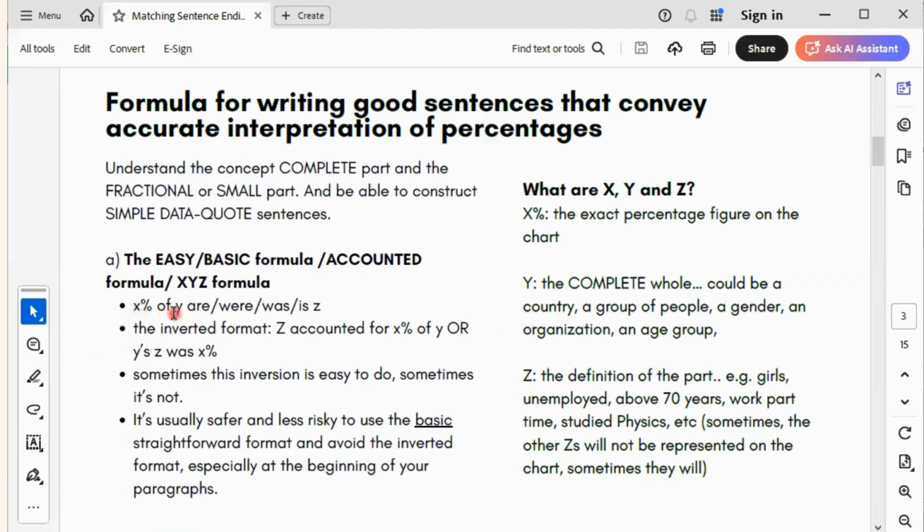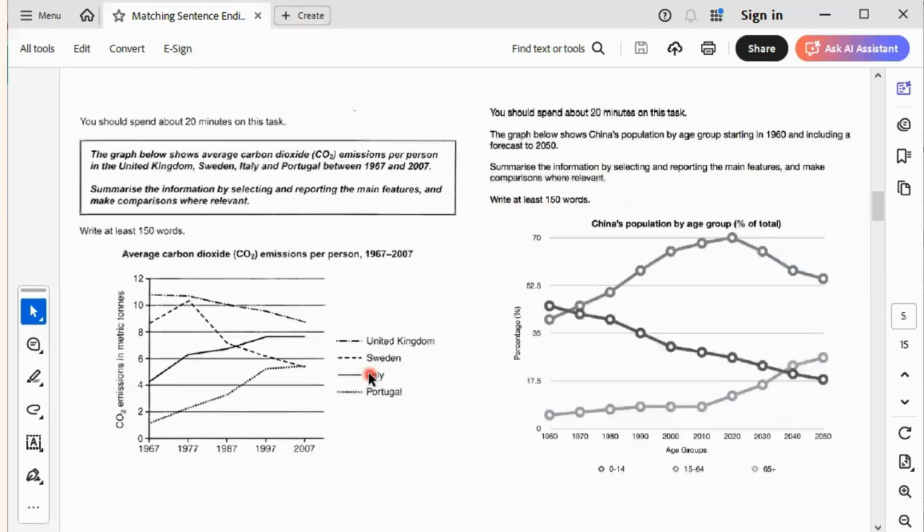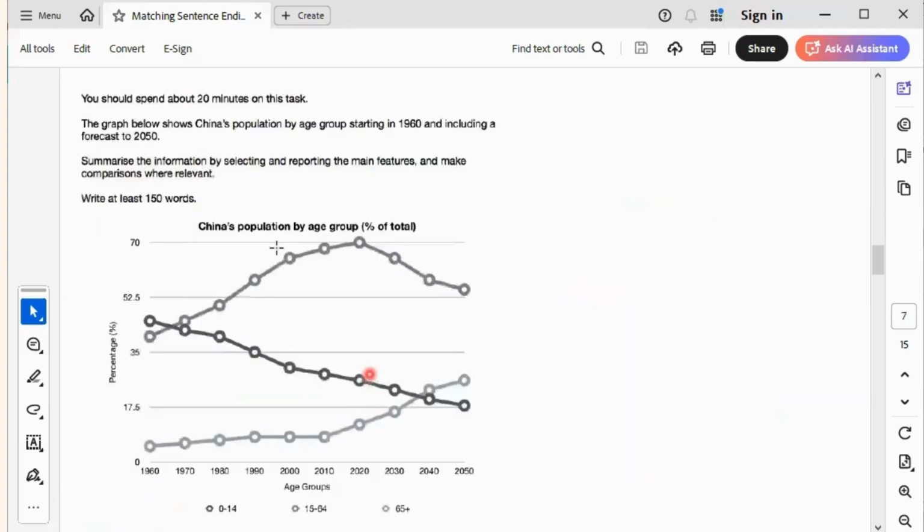X% of Y are Z. X% of Y was Z. Let me write it out here. So this is the formula. X% of Y. Because let me use the date here, 1960. Let's say I want to refer to 1960 now. I will use was, okay? Because if I want to refer to 1960, X% of Y was what? Z.